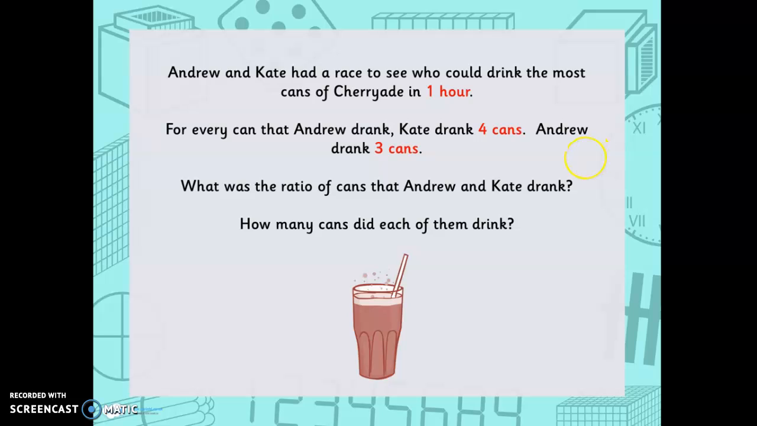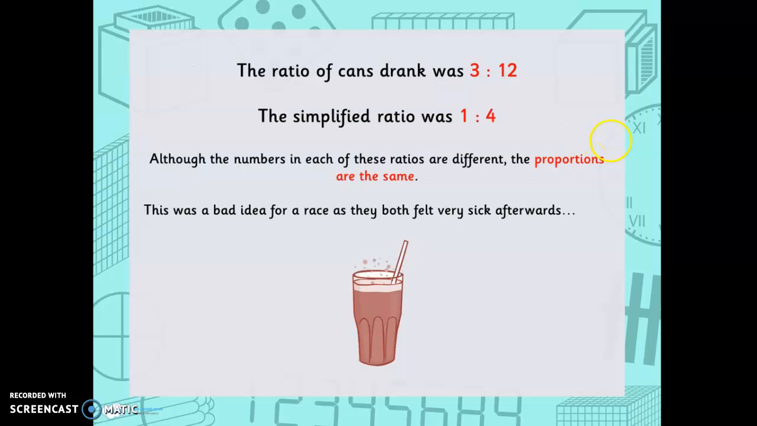So the next question is then slightly a different way around. So 3 to 12, as you can see here. We didn't simplify it. We should have simplified it. So to find the highest common factor, we can divide 3 by 3 and 12 by 3. So the simplified ratio is 1 to 4. So although the ratios are different, the proportions are the same.